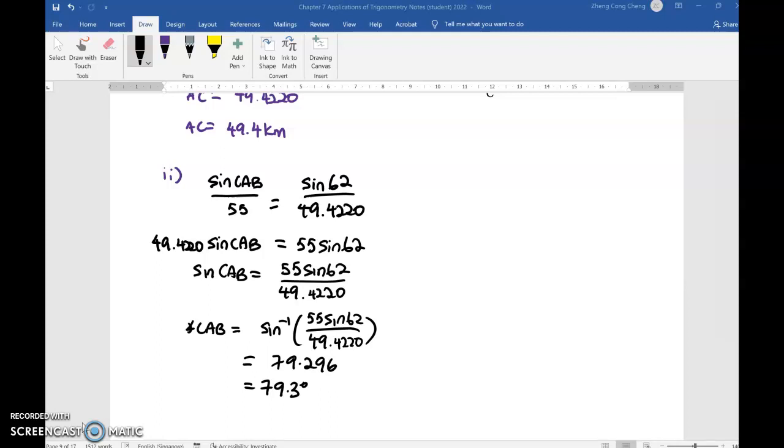Please remember that I'm not looking for angle CAB, I'm looking for the bearing. So the bearing will be 120 degrees plus 79.3, so all in all 199.3 degrees.